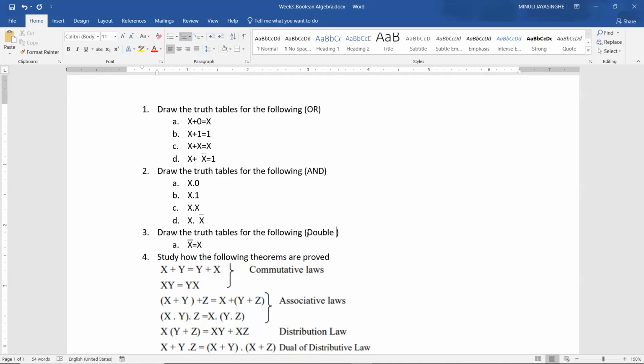Double complement. This is double complement. We are going to invert once, right? We have x here. We are going to invert x once and invert it again, right? So you can clearly understand that we get the exact same input again.